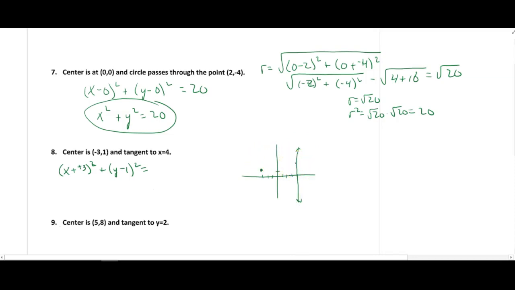Now what this circle is going to be is tangent to this line, meaning this tangent line is going to intersect the circle at one point. But what we need to know is if I draw the radius from the center to that point of tangency, I can easily calculate the radius using basically the distance formula or just count the horizontal distance. So if I look from negative 3 to 4, how many units is that? My radius is going to be 7. So 7 squared is 49. And I am done.